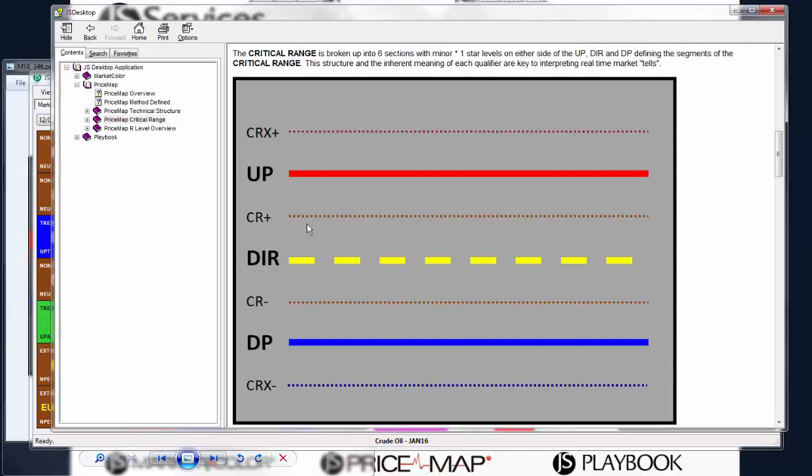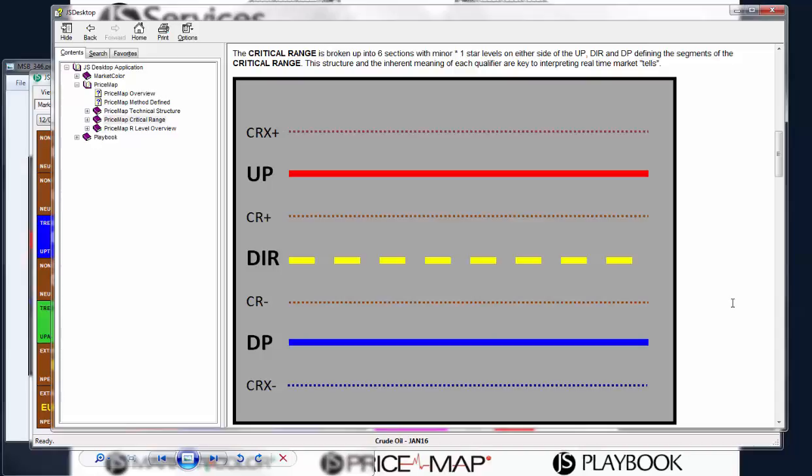And then this range can be further divided into what we call some minor levels. Our critical range positive and negative, the interior critical ranges levels, and we also have our extremes, critical range extreme positive and extreme negative.